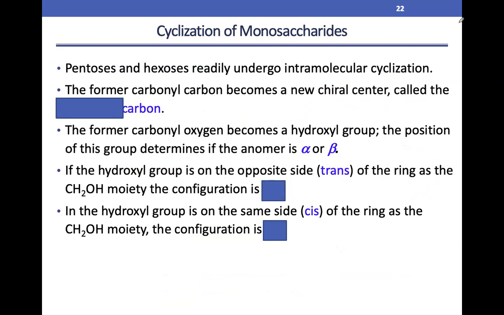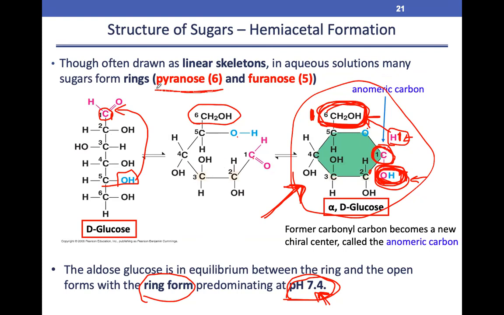Okay, and then I don't think I talked about this, but once I have my ring structure, I can either have a 6-carbon ring, which is what I have over here, which we're going to call a pyranose. But if there were only 5 carbons in total, by the way, including the 6th one up here, then I would call that a furanose. So pyranose means I have 6 carbons in a ring, and furanose is a 5-carbon ring, okay? I'm gonna quiz you on that later, so I hope you're paying attention.